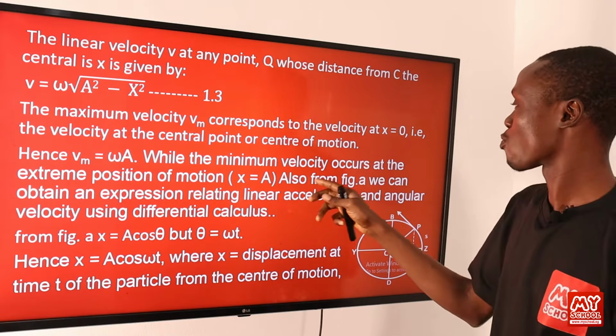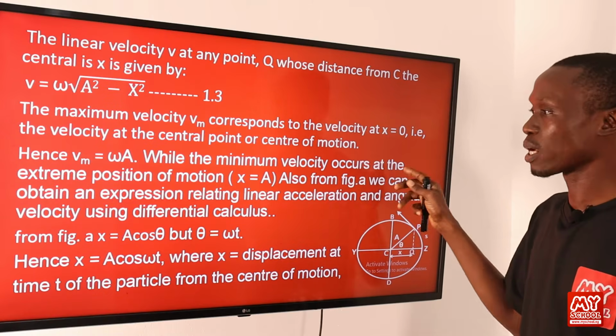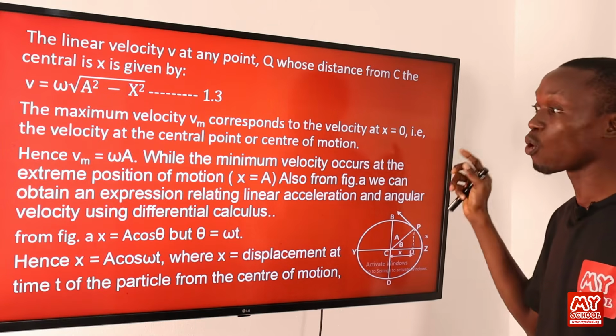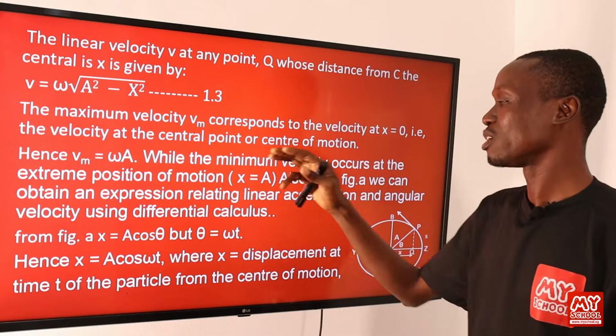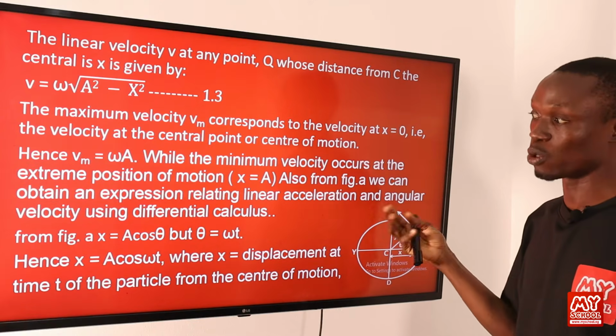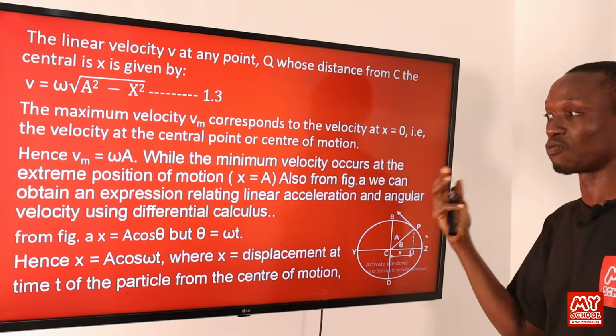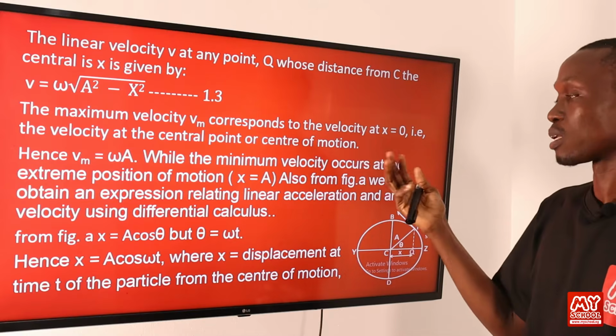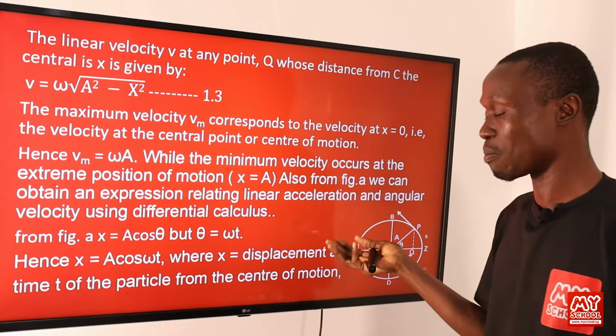Also from figure A, we can obtain an expression relating linear acceleration and angular velocity using differential calculus. And one thing you must know is that calculus is the language of physics. Most of the formulas in physics can be obtained by differentiation and integration. So that is what we are going to be using here, differentiation in particular.